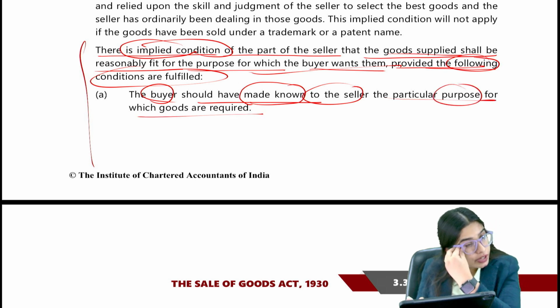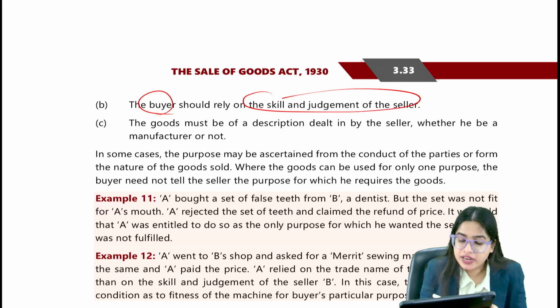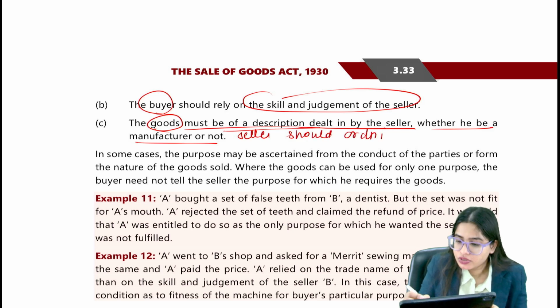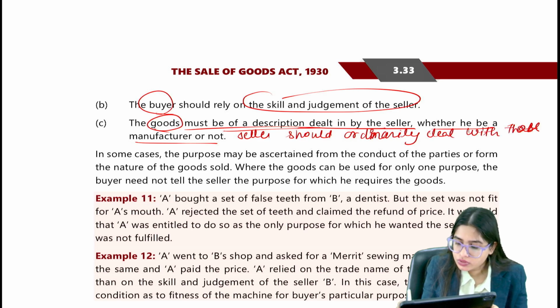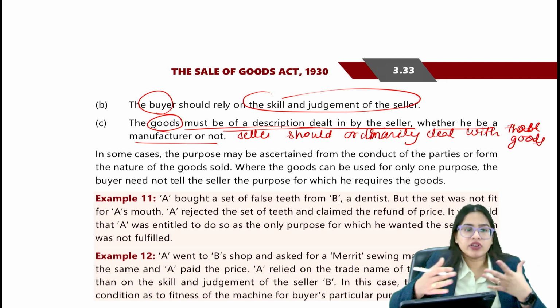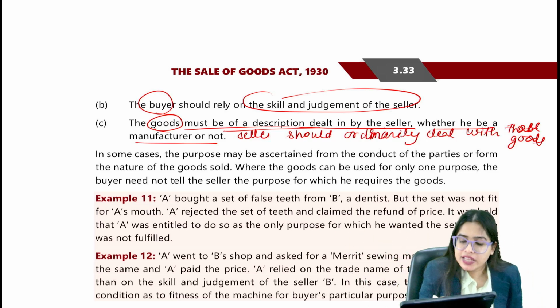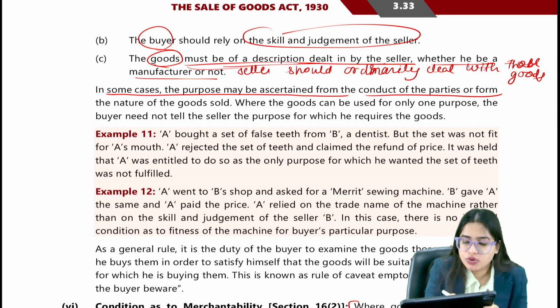For example, for a car, he told the seller, I want a car for hilly region. Next, the buyer relied on the skill and judgment of the seller. And third, goods must be of a description that is dealt by the seller, which means the seller should ordinarily deal with those goods. I'm writing it in an easy language. Meaning, the seller is ordinarily dealing with that good, the seller is an expert in those goods. The seller is a regular dealer of cars. The seller must deal with those goods. Now, in some cases, the purpose may be ascertained from the conduct of the parties or from the nature of the goods.